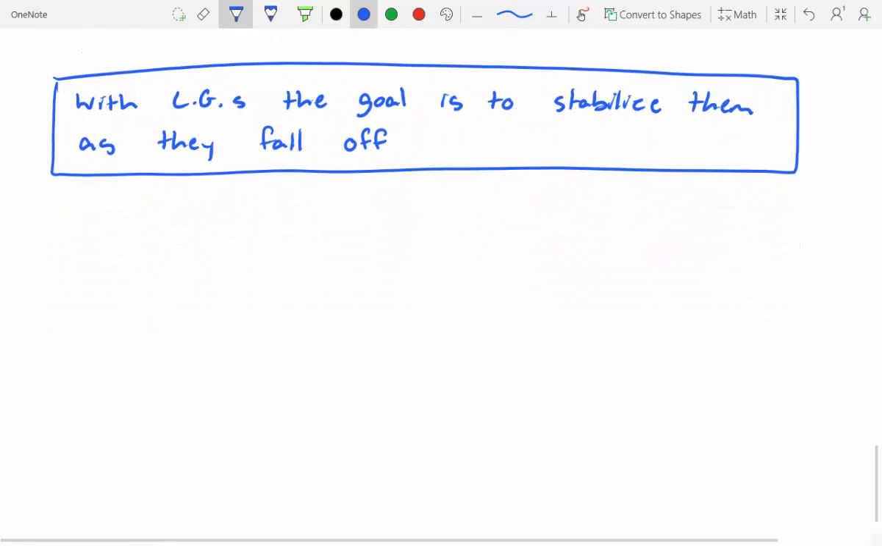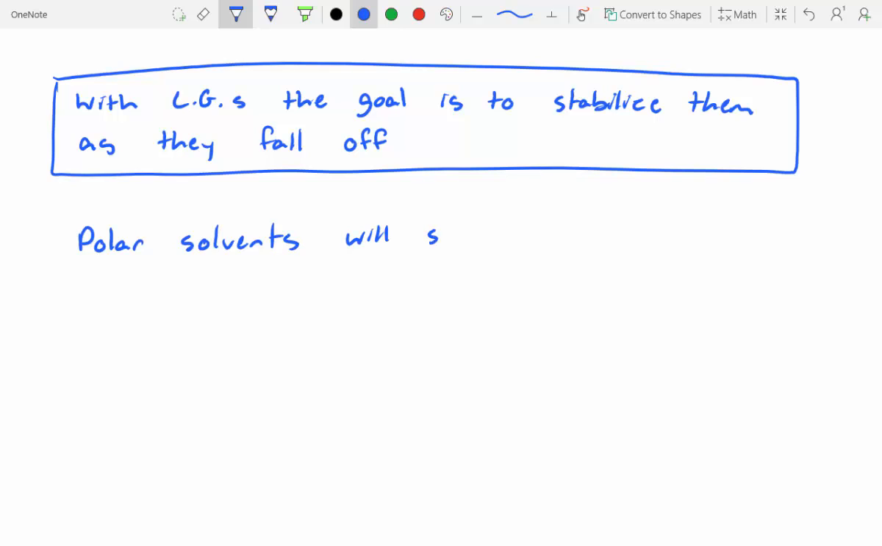All right. If we think about stabilizing them as they fall off, do we want to use a polar solvent or a non-polar solvent? Polar solvents. So let's make a note of that. Polar solvents will stabilize leaving groups since they have a partial negative charge. This is particularly important for SN1 reactions.